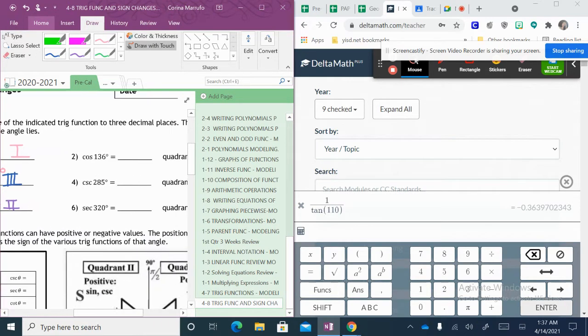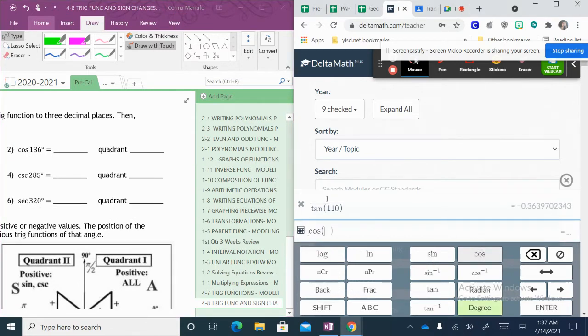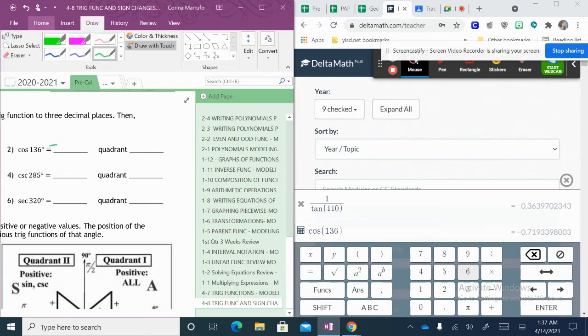All right, so then looking at the other ones on this side, we have cosine of 136. So here we have function. I'm going to punch in cosine of 136. That gives me negative 0.719. If I were to draw a picture, it would land between 90 degrees and 180 degrees. That's where 136 would land, so it is in quadrant 2. Then we have cosecant of 285. This is 180, this is 270, so it's actually more than 270. It would land in quadrant 4.